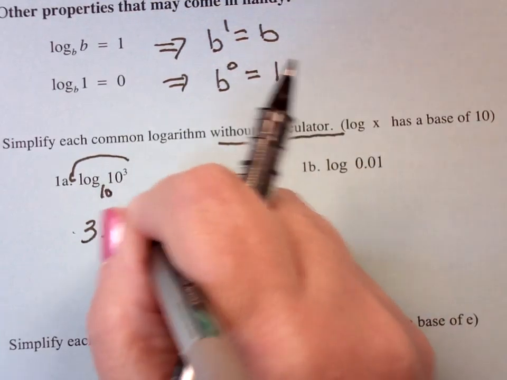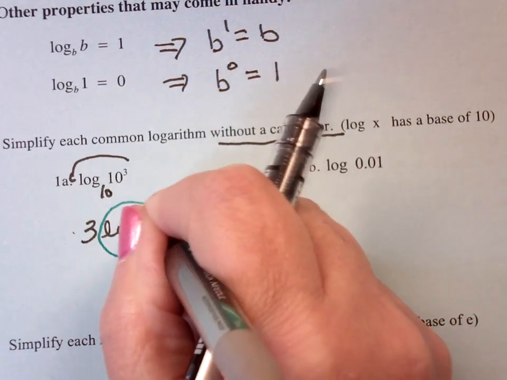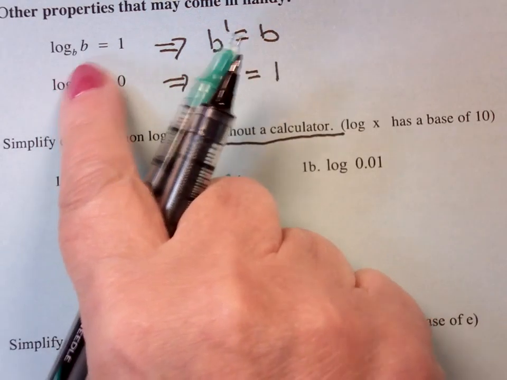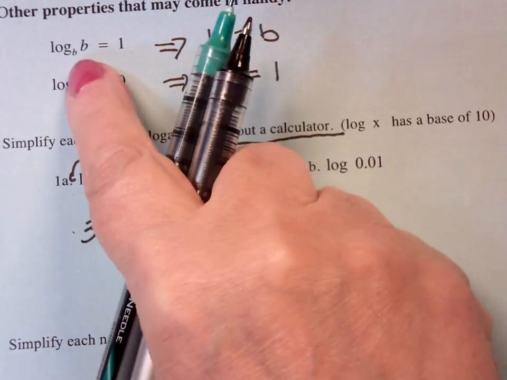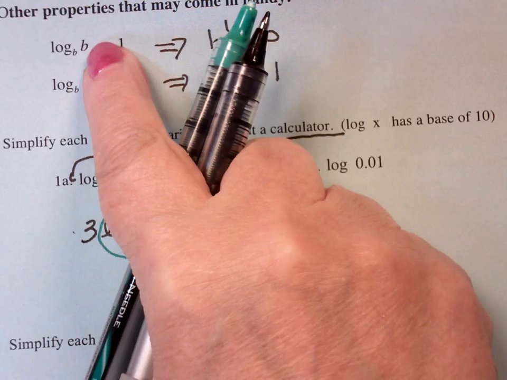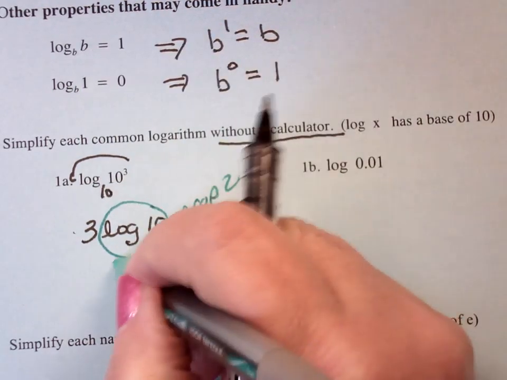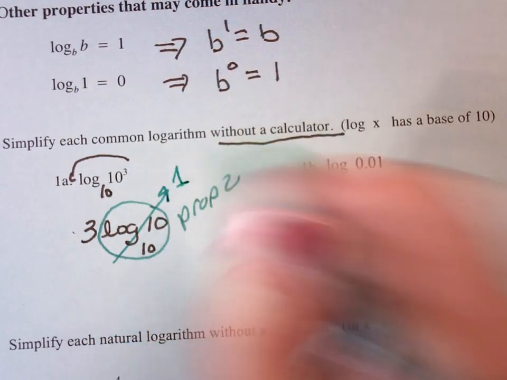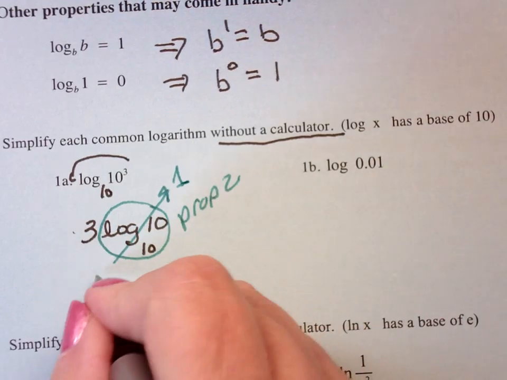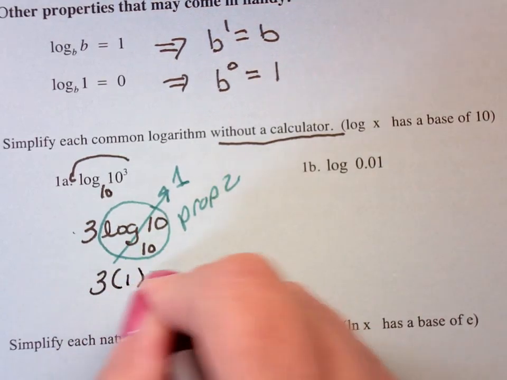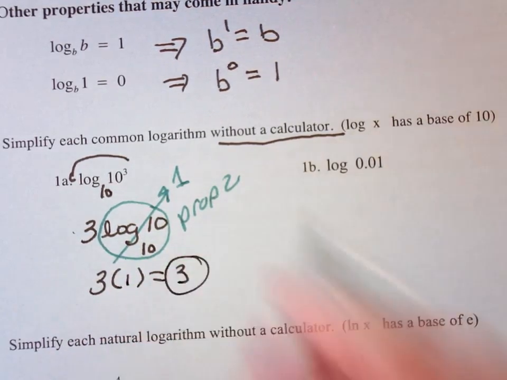What's log base 10 of 10? You go up here, log base b of b is 1. If the base and the argument are the same, you end up with 1. So log base 10 of 10 is 1, which is why this works. So I end up with 3 times 1, which is 3.